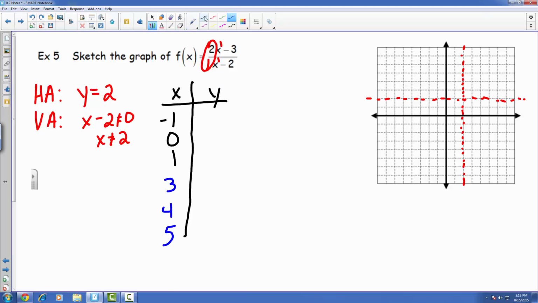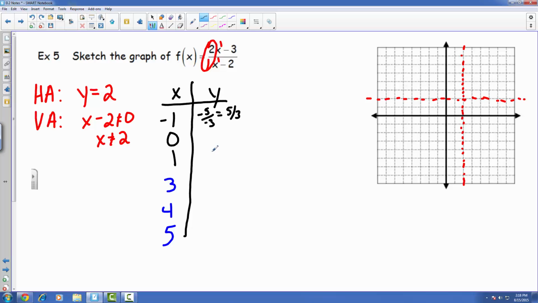Now if we go ahead and plug in -1, we would end up with -2 minus 3, that's -5 on top, over -1 minus 2, that just comes out to be -3. So ultimately, that just comes out to be positive 5/3.